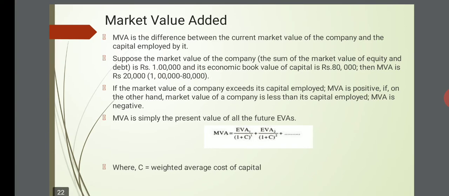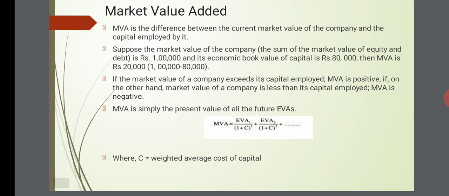So suppose the market value of the company, the sum of the market value of the equity and debt, is 1 lakh, and its economic book value of the capital is 80,000, and the MVA is 20,000. If the market value of the company exceeds its capital employed, MVA is positive. If on the other hand the market value of the company is less than its capital employed, MVA is negative. MVA is simply the present value of all the future EVAs. So all the future EVAs, when you discount them to the present value, you will get your market value added. And C is the weighted average cost of capital here.